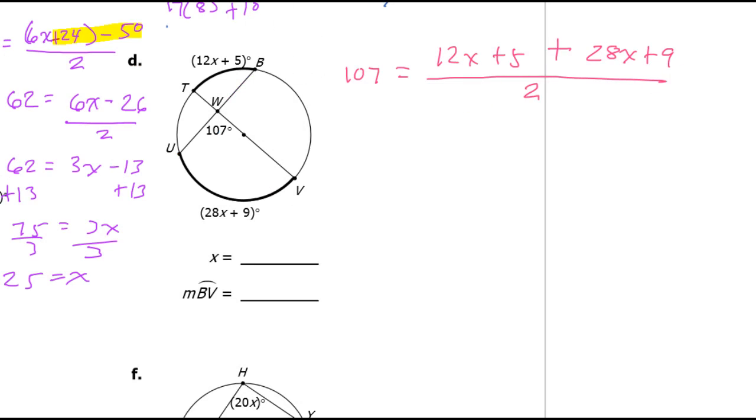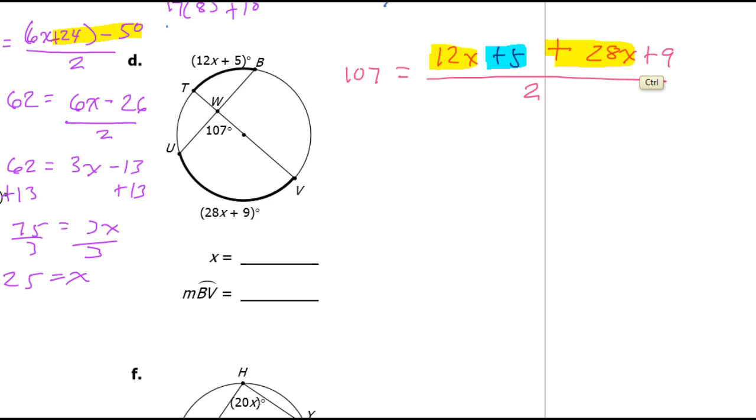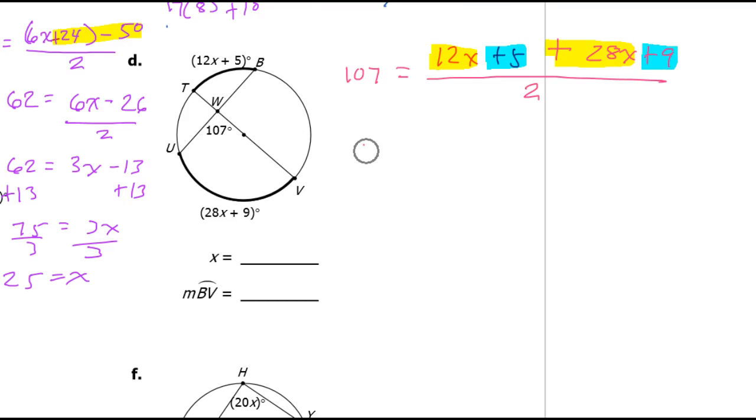Okay? I see these like terms we've got, though. The 12x and the 28x. Those have to be put together. And then later I've got the 5 and the 9. Those need to be put together. Okay, so Stas, I hear you getting ready to tell me. So give me the new numerator. 40x plus 14. So 40x plus 14, all over 2.